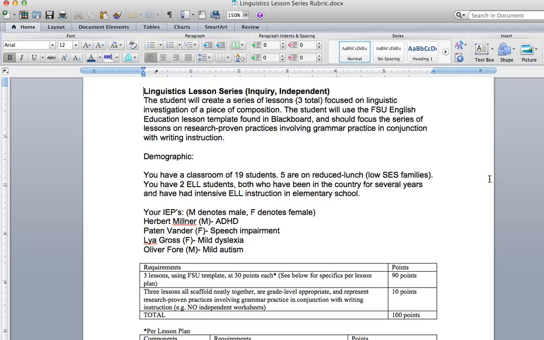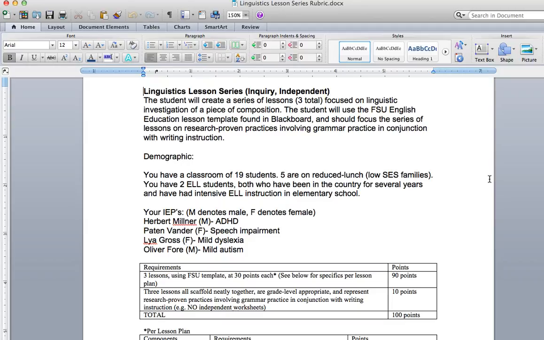Can it be creative writing? Sure. Can it be narrative writing? Absolutely. What I suggest you do is choose some form of writing that you do not have a lot of experience planning for, so that you can have a little bit of experience while you're doing this lesson. If you're not sure how to teach expository writing, write a lesson series on expository writing. If you're not sure how to use persuasive writing, do it on persuasive writing or narrative writing.